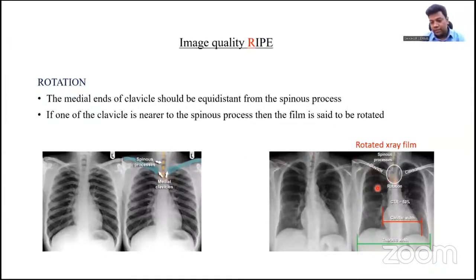But in this film, on the right side, you can see that the medial border of the right clavicle is nearer to the spinous process as compared to the medial border of the left clavicle. So the image is said to be rotated. So this is a rotated X-ray film.